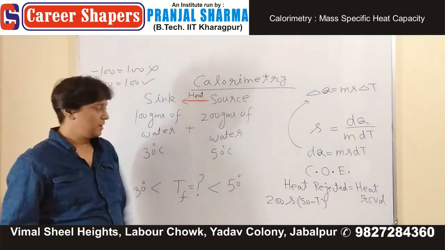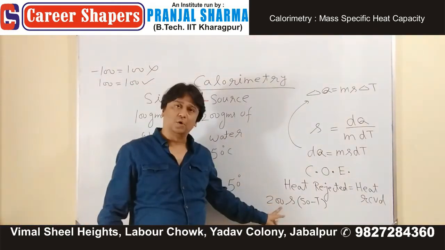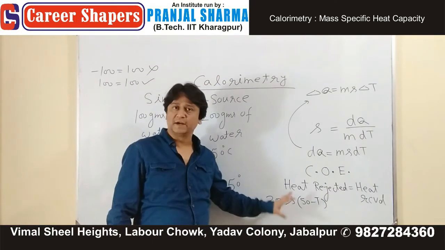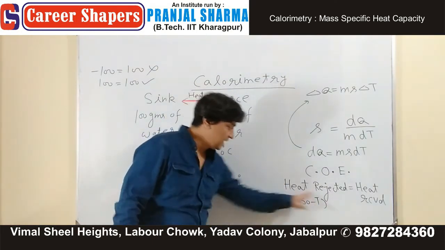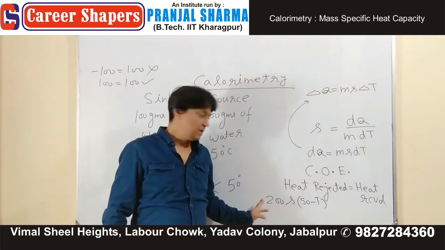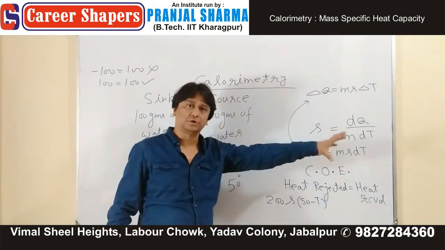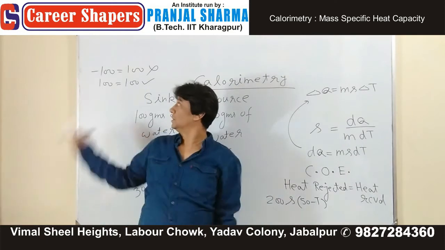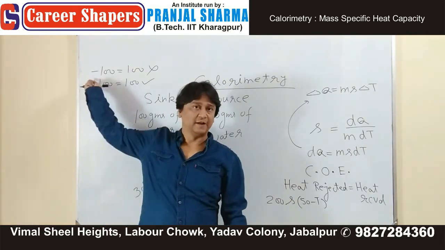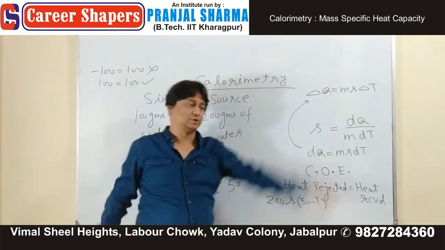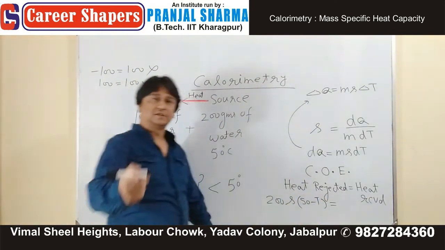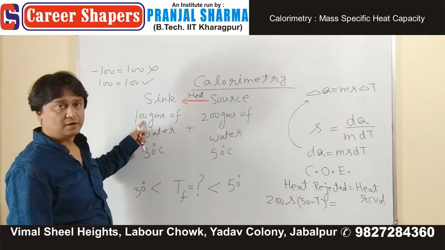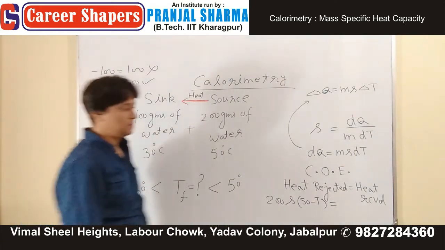क्या लिखा हुआ है ये? 200 grams of water with specific heat S, when its temperature decreases from 50 to T, this much heat transfer takes place. This much heat goes out. Amount. Negative sign क्या बता रहा है? Goes out. Heat received. किसने receive की? इसने. Sink. What is the mass? 100.